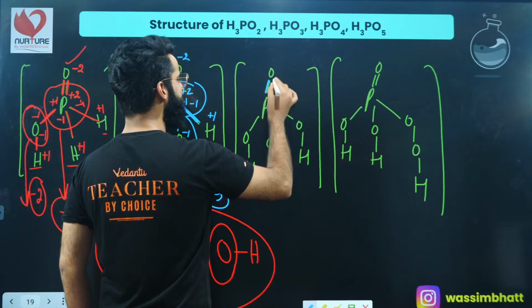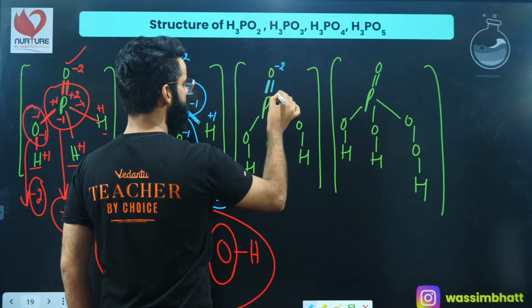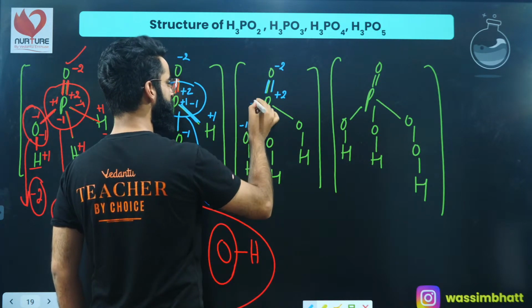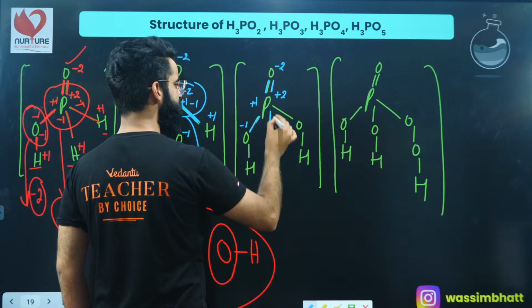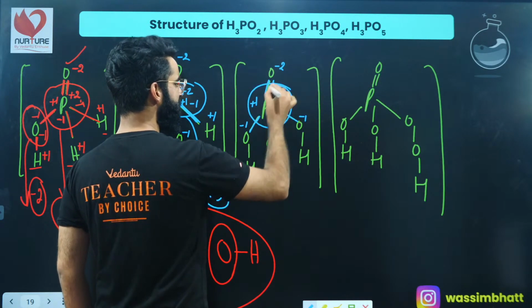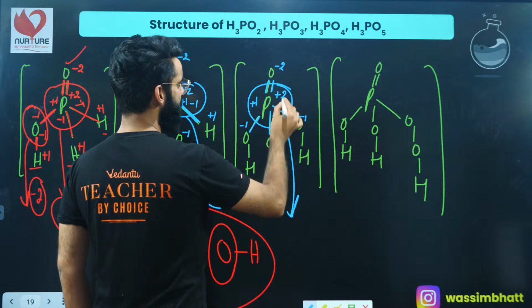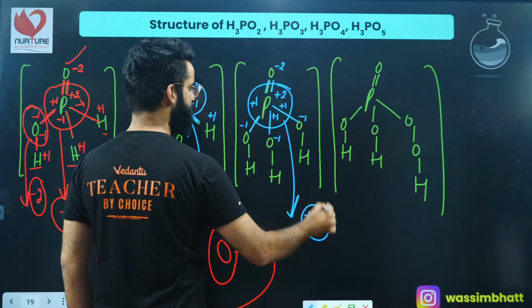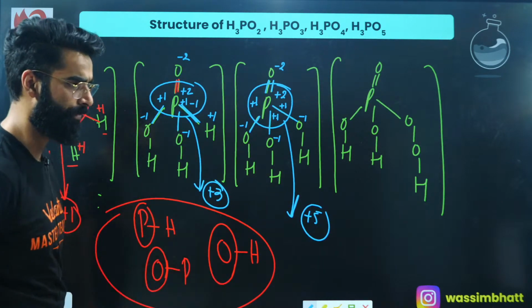Okay, see, this is P double bond O. Oxygen will have -2, phosphorus will have +2, oxygen being more electronegative. Talking about this single bond, -1, +1. Talking about this single bond, -1, +1. Talking about this single bond, -1, +1. Calculate the net charge present on this phosphorus. It's going to be +2, +3, +4, +5. So +5 is going to be the oxidation state of phosphorus in case of H3PO4.